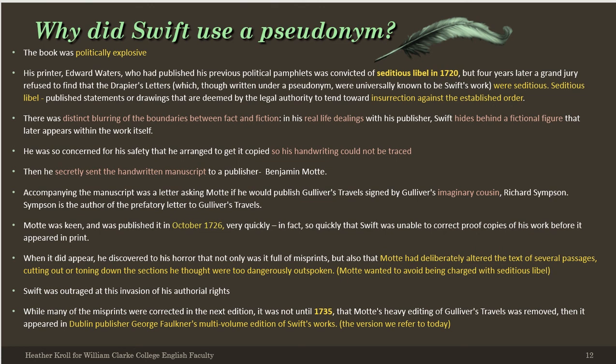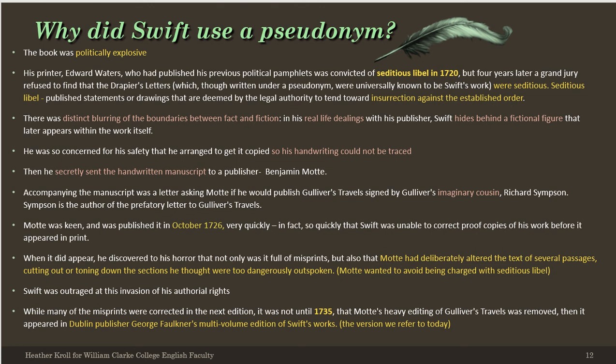Accompanying the manuscript was a letter asking Mott if he would publish Gulliver's Travels, signed by Gulliver's imaginary cousin, Richard Simpson, and Richard Simpson also appears in the novel. So that's those multi-layers of a fictional figure. So Simpson is the author of the prefatory letter, or the first version, to Gulliver's Travels. So the first edition had one prefatory letter, the second edition had two, one from Richard Simpson and one from Lemuel Gulliver himself.